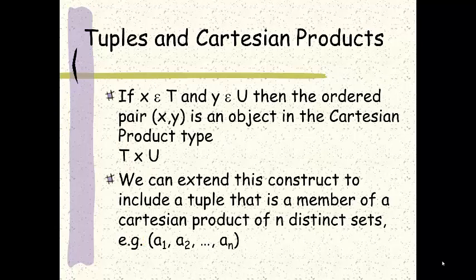Tuples and Cartesian products. If x is a member of the set T and y is a member of the set U, then the ordered pair (x, y) is an object in the Cartesian product type T × U. We can extend this construct to include a tuple that is a member of a Cartesian product of n distinct sets. Now, remember that parentheses matter. For example, the tuple (a, b, c) is not equal to the tuple (a, (b, c)). These are different types, so associativity and commutativity matter.